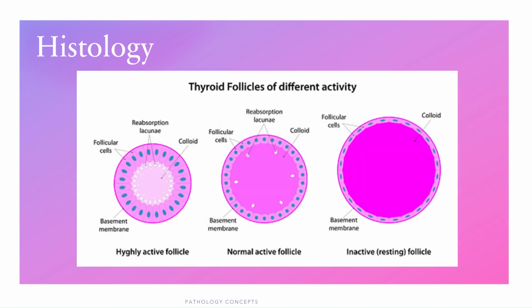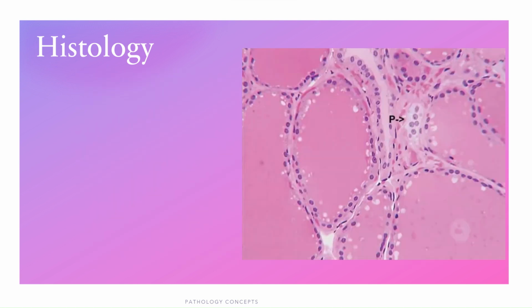The follicular cells are the lining of the thyroid follicle. When the follicles are in the resting stage, the follicular cells are flat with abundant colloid within the cavity. When the follicular cells are highly active, they are simple columnar with scanty colloid. In the normal state of follicles during moderate activity, the cells are simple cuboidal and the cavity is filled with a reasonable amount of colloid.